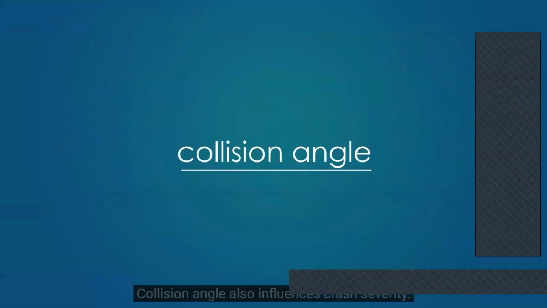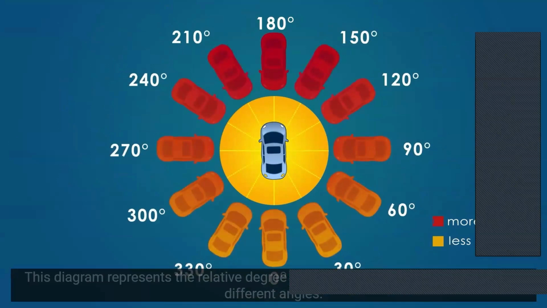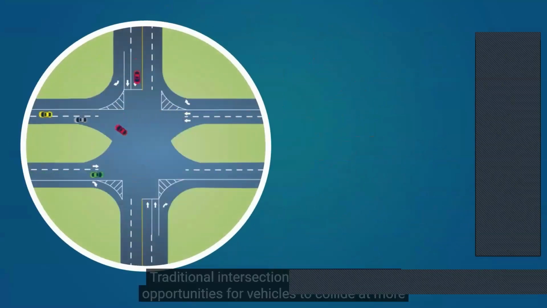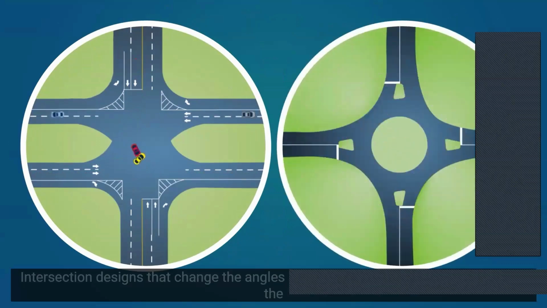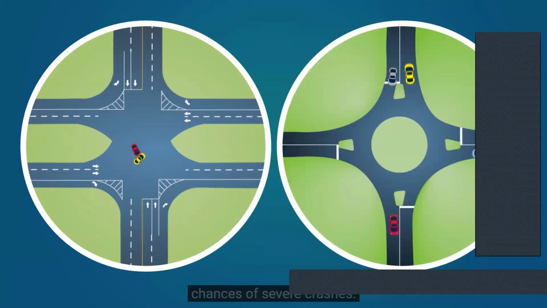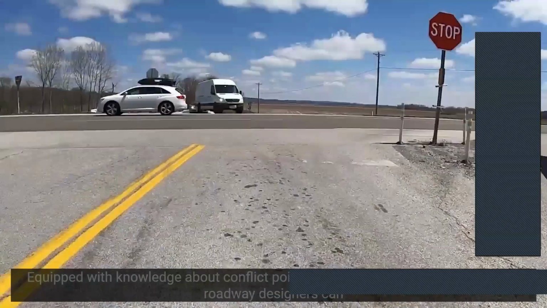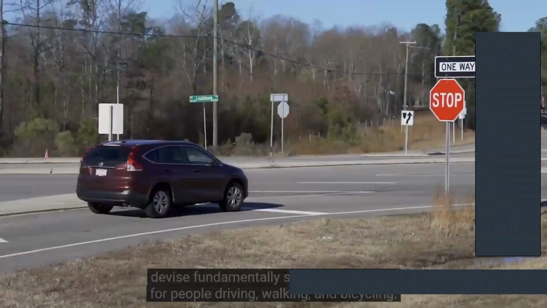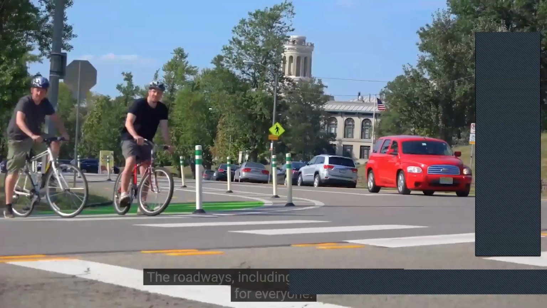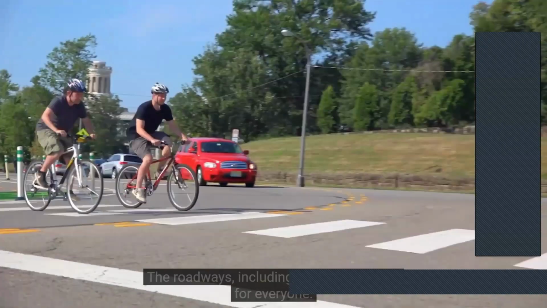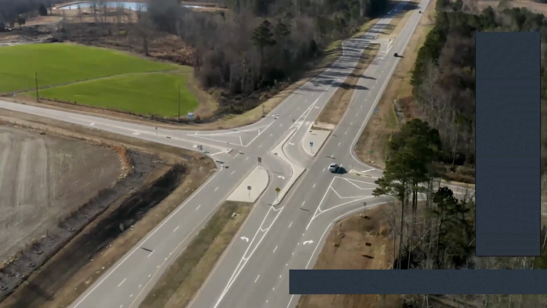Collision angle also influences crash severity. This diagram represents the relative degree of harm in a vehicle-to-vehicle crash at different angles. Traditional intersections present multiple opportunities for vehicles to collide at more dangerous angles, especially during left turns. Intersection designs that change the angles at which vehicles move through reduce the chances of severe crashes. Equipped with knowledge about conflict points, vehicle speed, and collision angle, roadway designers can devise fundamentally safer intersections for people driving, walking, and bicycling. The roadways, including intersections, are for everyone. So, if you see a new or different intersection design in your area, you can know that your community just got safer.